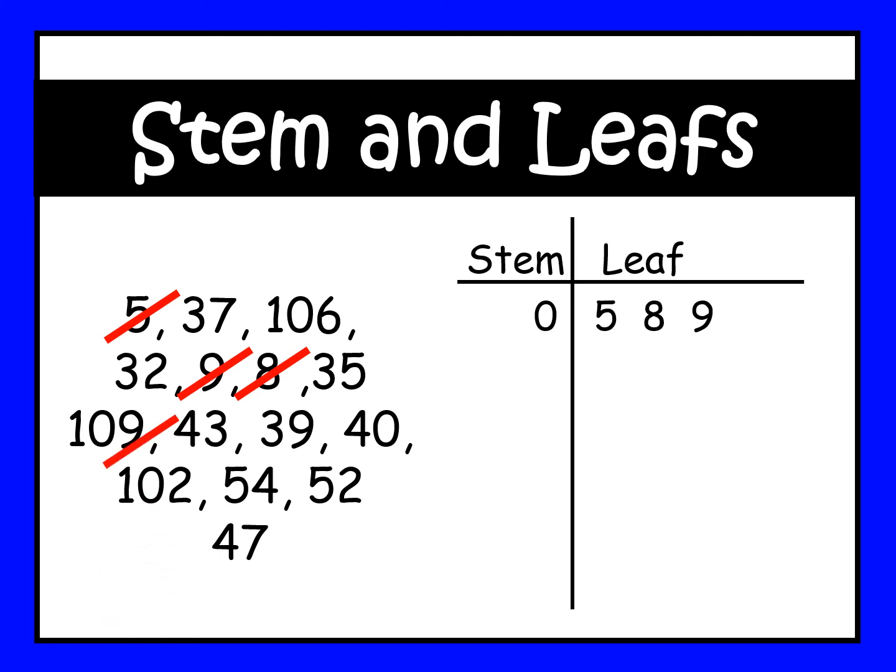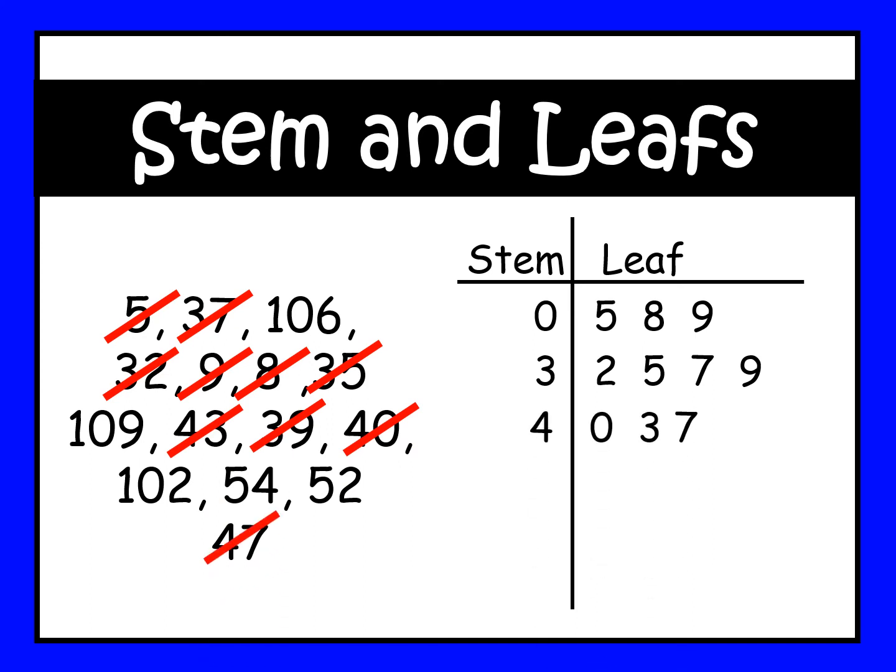30s. I do. I have 32, 37, and 35. I'm going to put this data on my stem and leaf, and remember, it has to be in order from least to greatest. Oh, 39 too. Didn't see that. So I have 32, 35, 37, and 39. Do I have any 40s? I do. I have 40 and 43. Oh, and 47 there. I'm going to put it in my stem and leaf. In order from least to greatest, 40, 43, and 47.